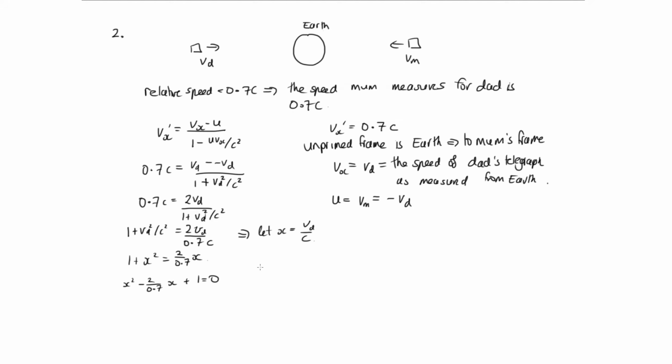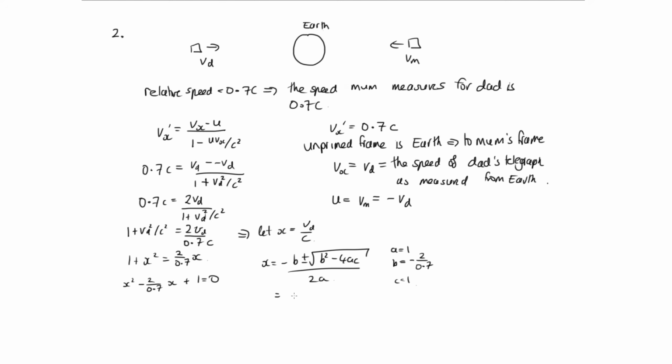So the quadratic equation tells us that x is equal to minus b plus or minus the square root of b squared minus 4ac over 2a. And in this case, looking at this, a is the thing in front of the x squared, so a is equal to 1. b is the thing in front of the x, so that's equal to minus 2 over 0.7. And c is the thing in front of here, so c is equal to 1 as well.